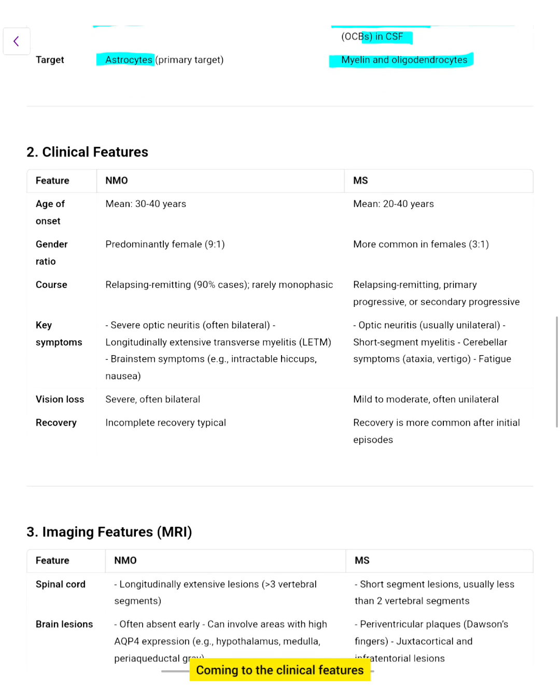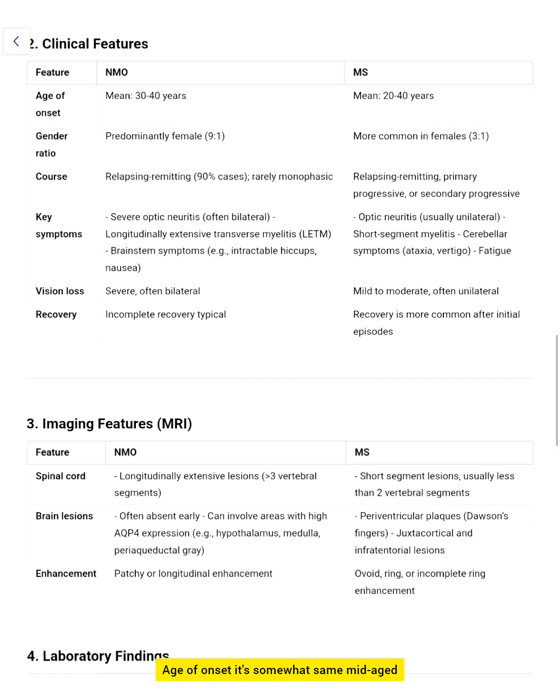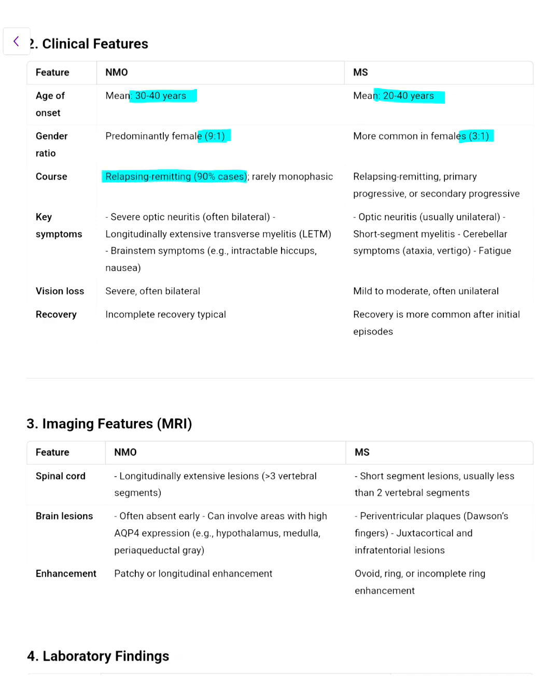Okay, now coming to the clinical features, age of onset, it's somewhat the same, mid-aged female, right? 30 to 40 years in NMO, 20 to 40 years in multiple sclerosis, and predominantly females are affected in both the disorders, but the ratio is 9:1 in NMO and 3:1 in multiple sclerosis. Course, almost both the disorders will present with relapsing and remitting type most commonly, but in NMO rarely we get monophasic, but in multiple sclerosis we can get most commonly three types, that is relapsing remitting, primary progressive and secondary progressive, right? But most commonly both will have a course of relapsing and remitting type.